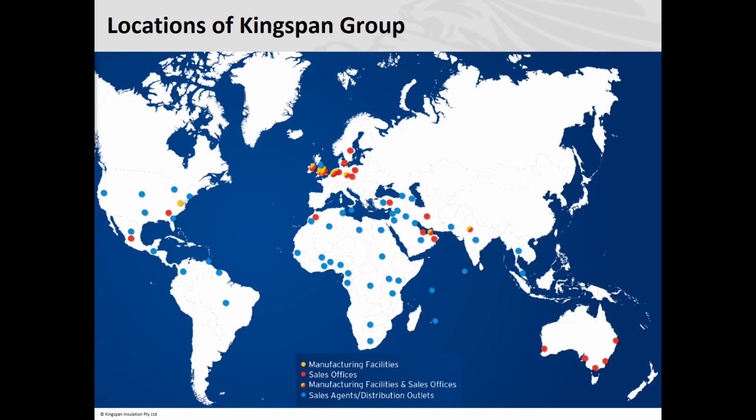Now Kingspan has quite a few manufacturing plants around the world. We've also got quite a few sales offices around the world, but this slide's a little bit dated, because just recently, around 2 years ago, we finished our manufacturing facility in Somerton, Victoria. It is a $43 million investment.